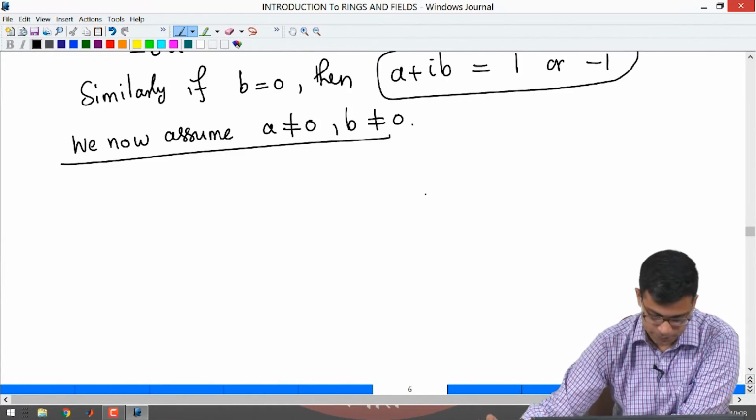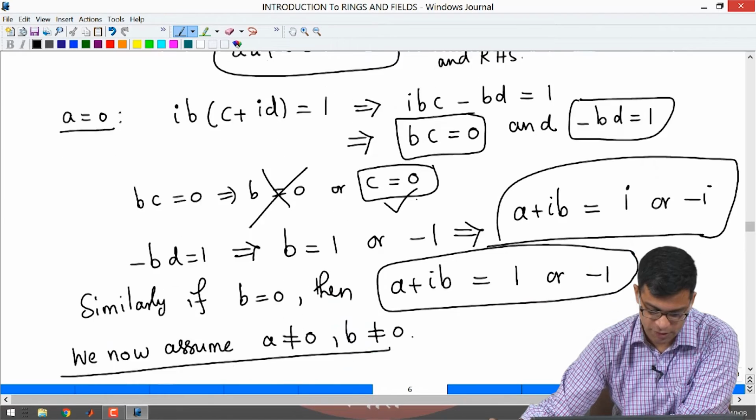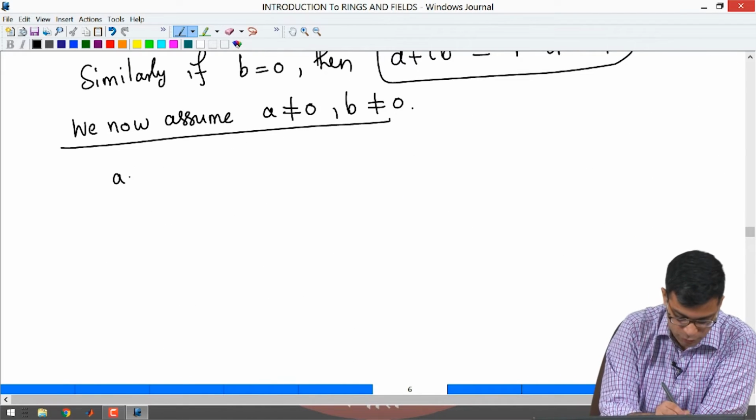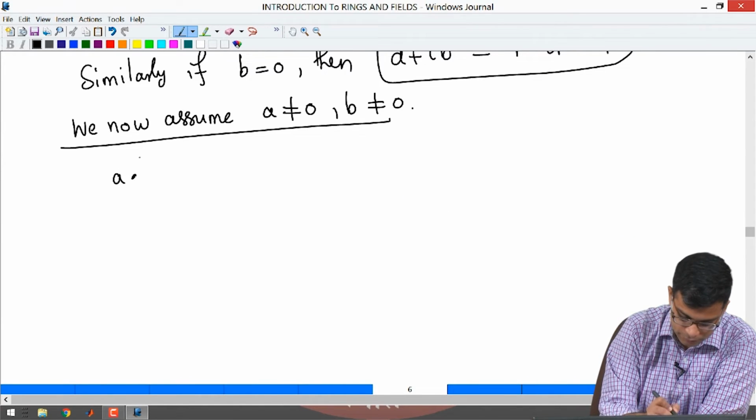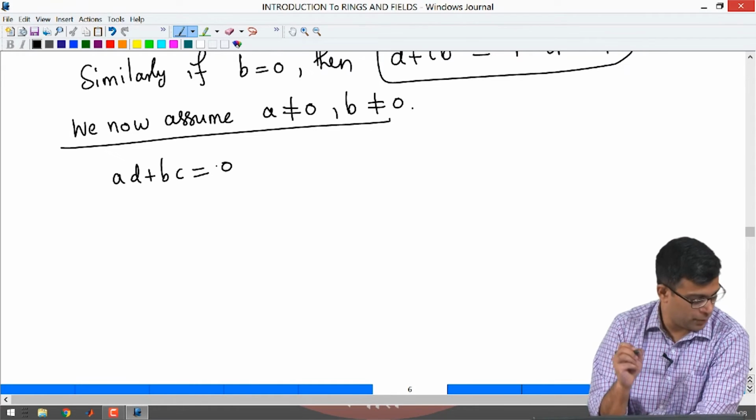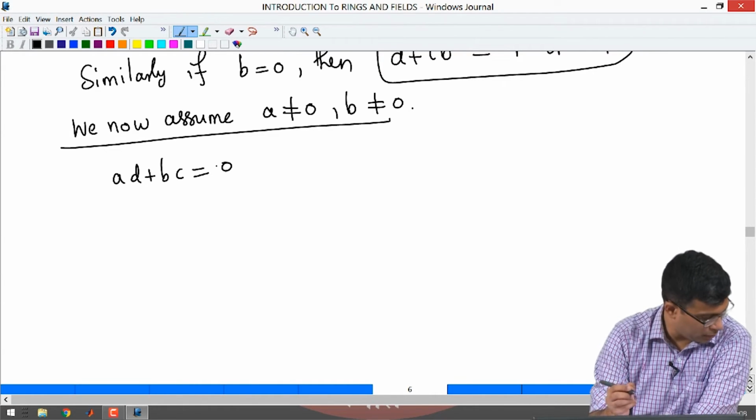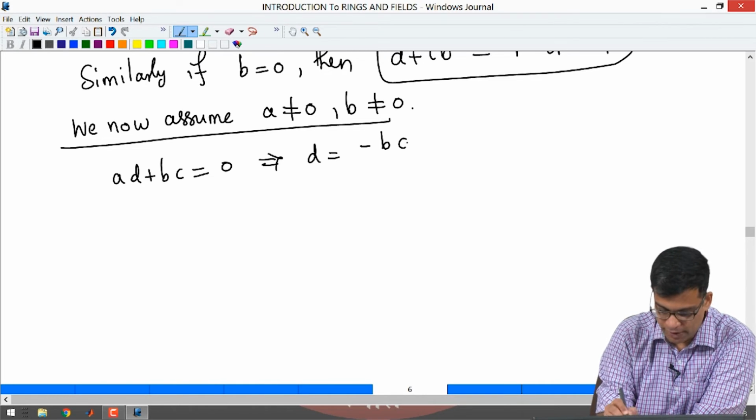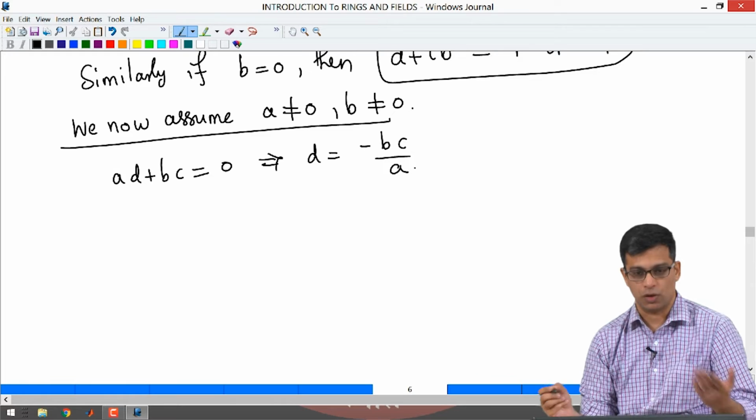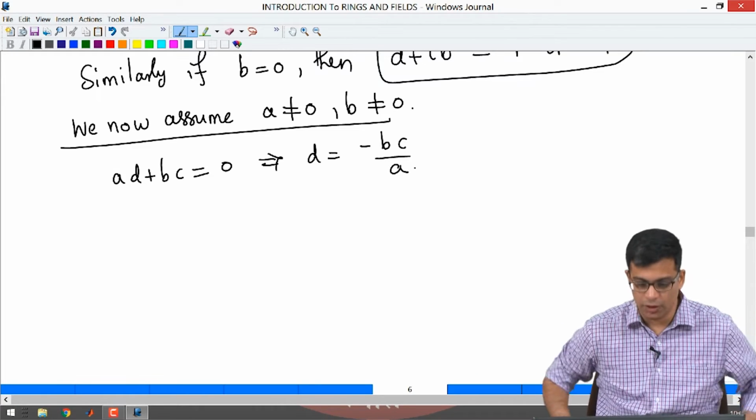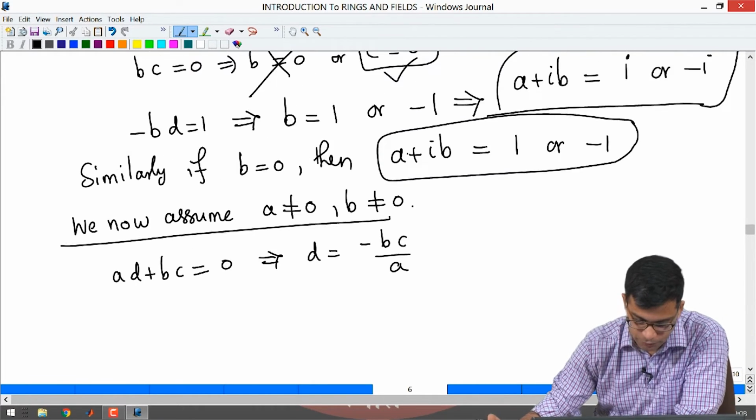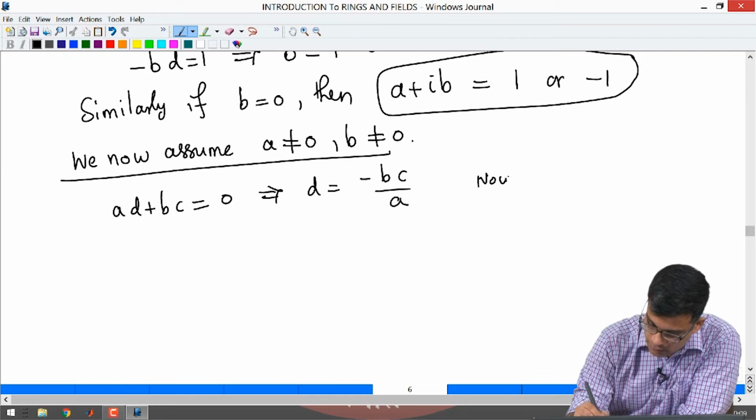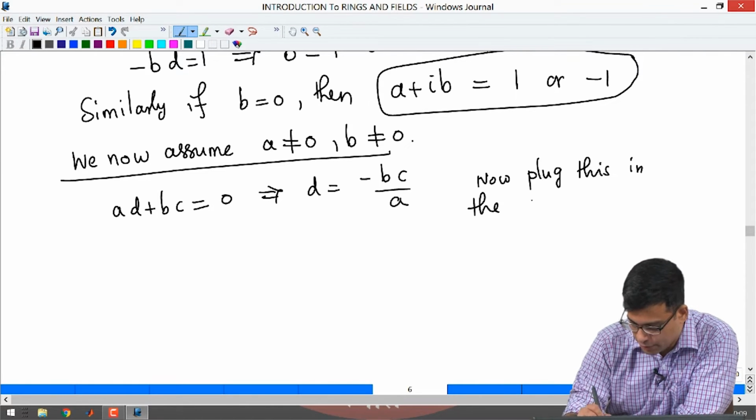And how do we do this? Let us look at our two equations. AD plus BC equal to 0. Let us use the second equation. So, we have AD plus BC equal to 0. That means D is equal to minus BC by A. So, note that A is non-zero, so I can divide by A. So, D is minus BC by A. Now, substitute this or plug this in the first equation.